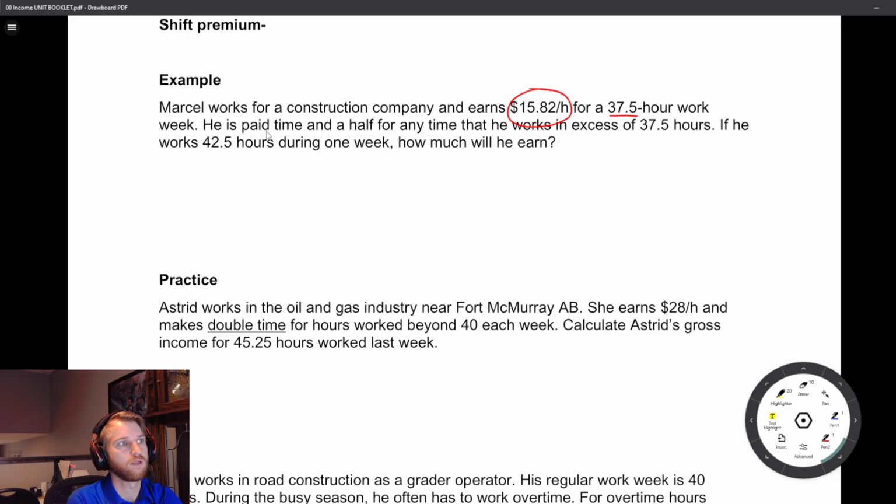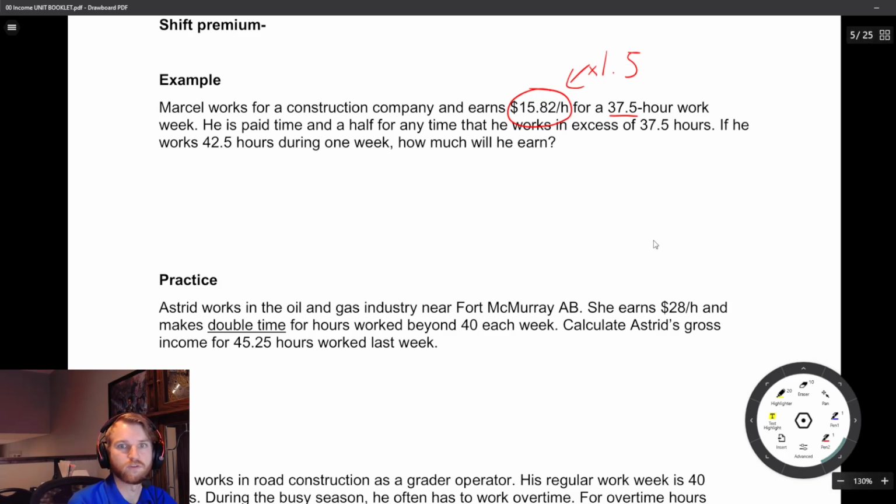So if he starts working beyond this, like you've worked 38 hours and 39 and 40 or whatever, after that point you're going to start getting paid time and a half. That means your normal wage times 1.5. So you're getting 50% extra pay.